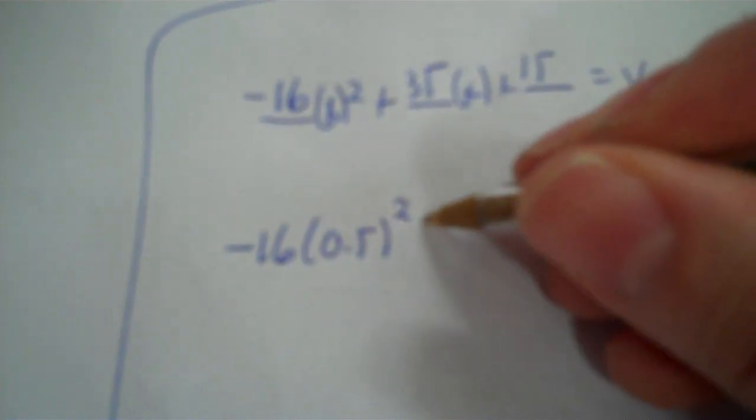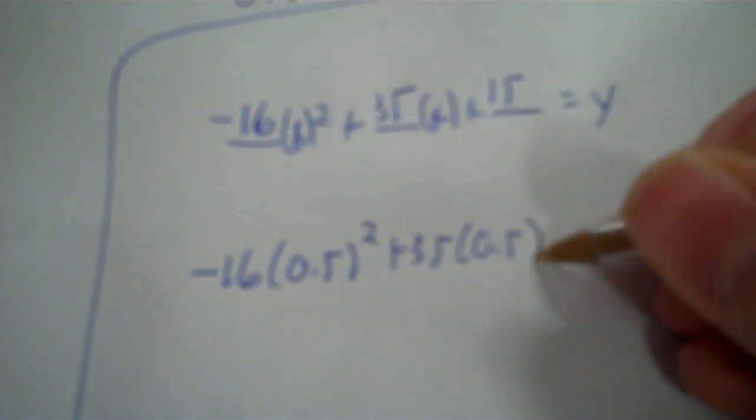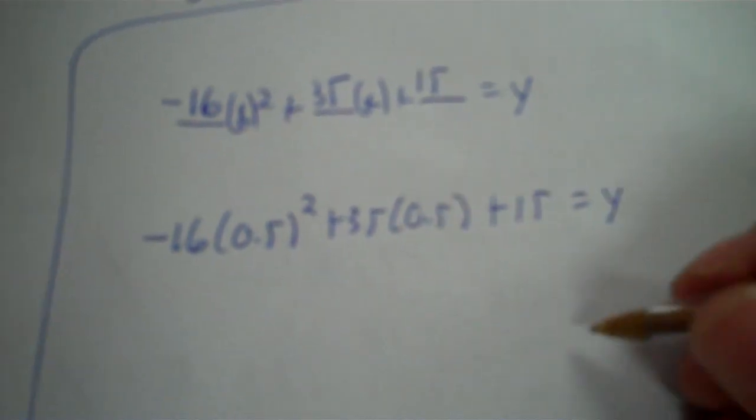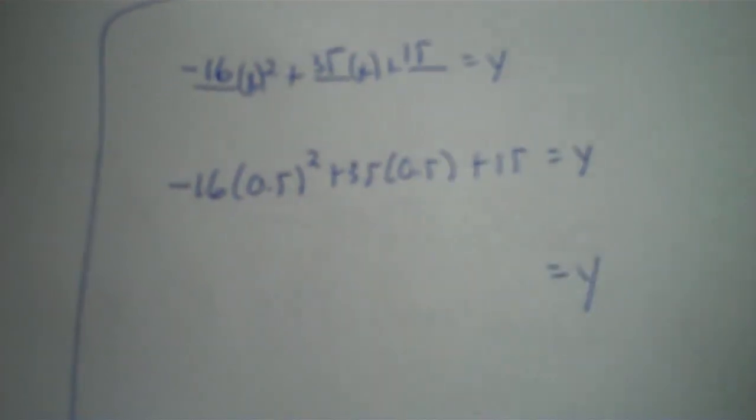Okay, so 0.5 seconds needs to go into the equation for the x, okay? So then we replace both of these with 0.5. So negative 16 times 0.5 to the second power plus 35 times 0.5 plus 15 equals y. Okay, so we substitute that in. At 28.5. So y is feet, so the feet is 28.5.